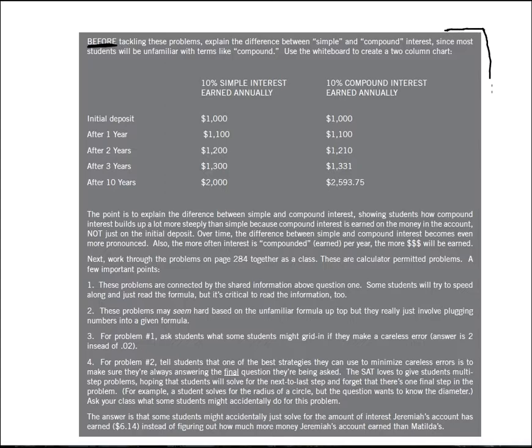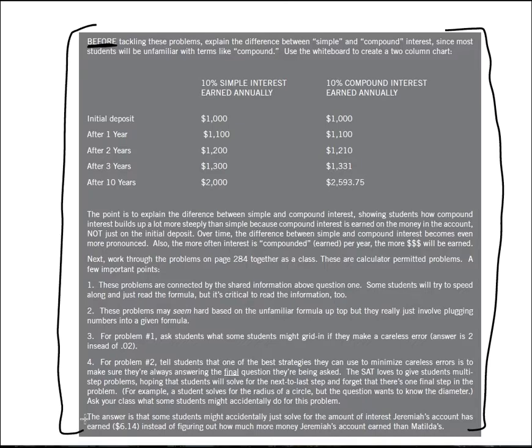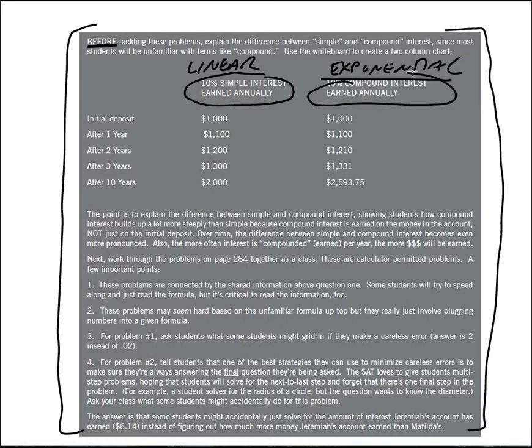You can use the whiteboard here, and you really want to get students to understand that simple interest is linear, and compound interest is exponential. That's why, if you have an investment, you obviously want exponential interest, not linear interest on that investment. Whereas if you owe someone money, you would much prefer linear interest versus exponential, okay?